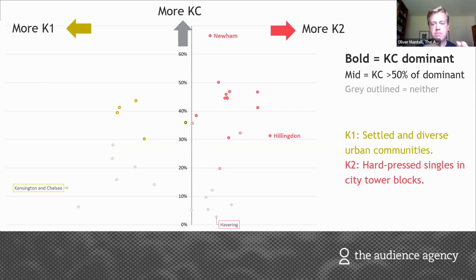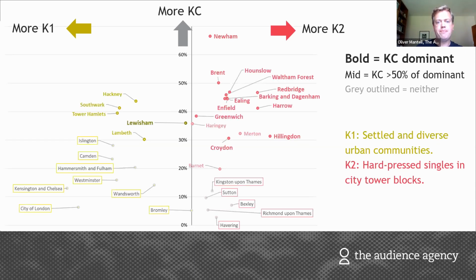And then the medium dots are where it's still quite a big part, it's at least half of whatever the highest one is. And then there's all the others where it's not such a big deal. So this is where, if you want to place your bets about where each of the London boroughs are, now's your chance to predict your local one if you're a Londoner. And this is how it works out.